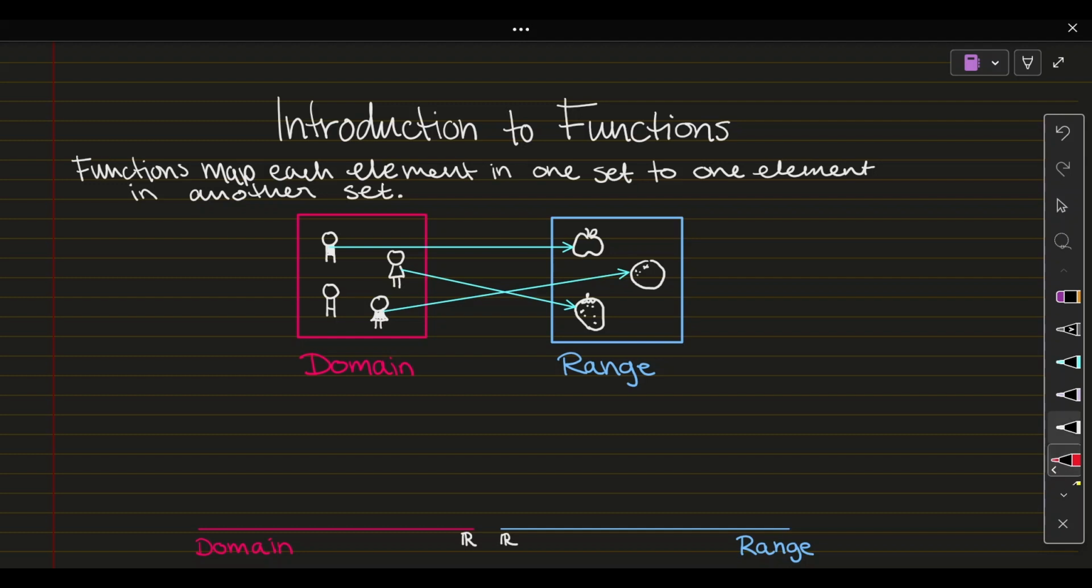Now, another thing that might happen is I decide I want to give this guy a fruit and I give him an orange, right? So maybe he gets an orange. And that's okay. That's allowed because every person gets exactly 1 fruit, but one person doesn't get 2 fruits. So 2 people may get the same fruit, but as long as they don't get 2 fruits, we're perfectly fine. And that's an example of a function in a more abstract setting.